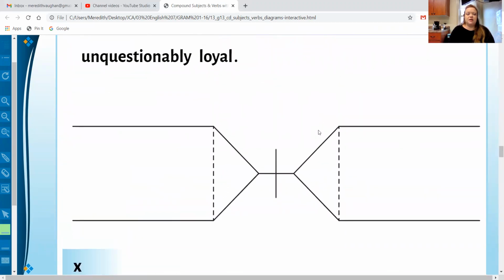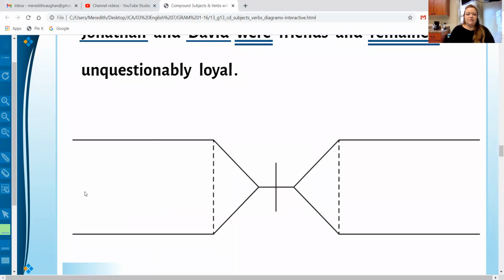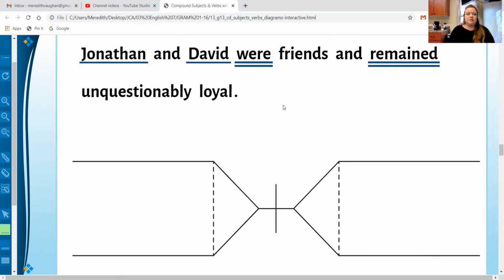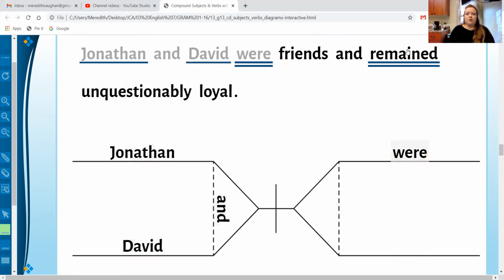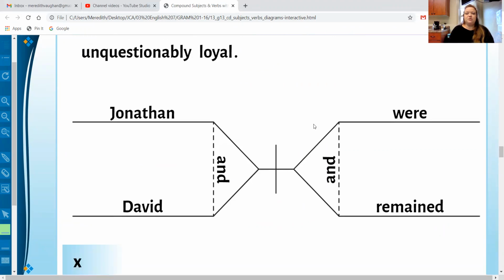Let's go ahead and get our diagram here. So you can see that you have the two rocket ships facing each other with the dividing line that needs to be between subjects and verbs right there in the middle. So let's go ahead and fill in our diagram, were and remained. And that's what your diagram looks like when you have a compound subject and a compound verb.